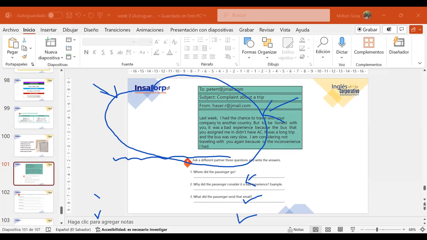Because okay. ¿En grupo o uno por uno? Uno por uno. Hoy sí, individual.